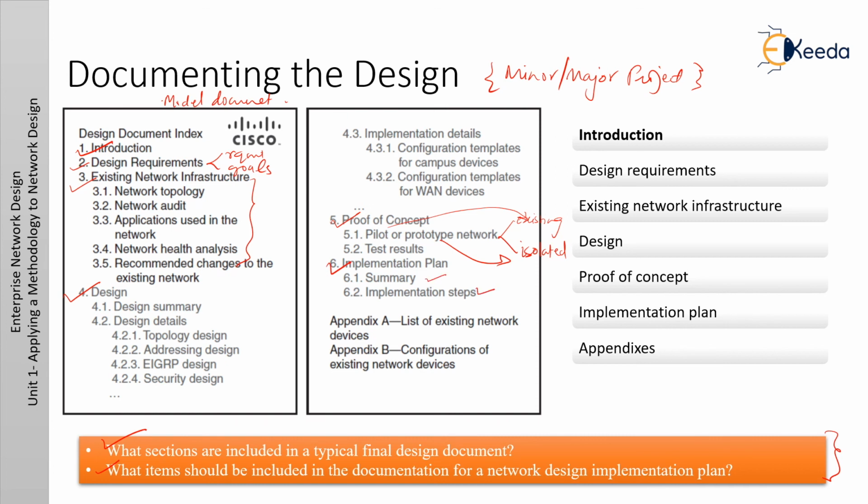This section provides the implementation details that technical staff need to carry out as quickly and smoothly as possible without requiring the presence of the designer. And finally, you can include the appendix if it is required. The appendixes usually include a list and optionally configuration of existing network devices. So hope you understand the concept of documenting the design. This is very, very important.